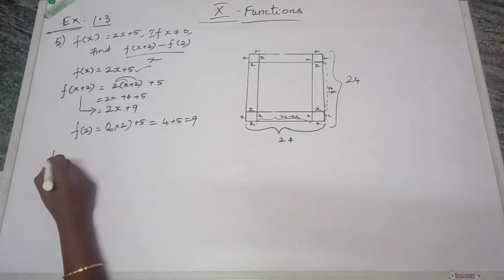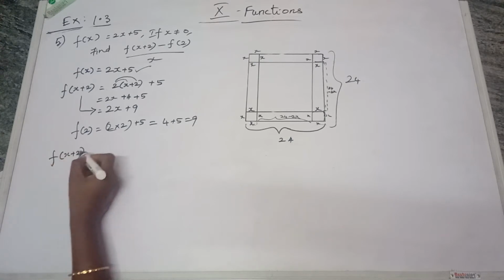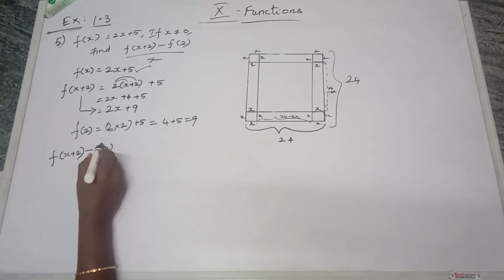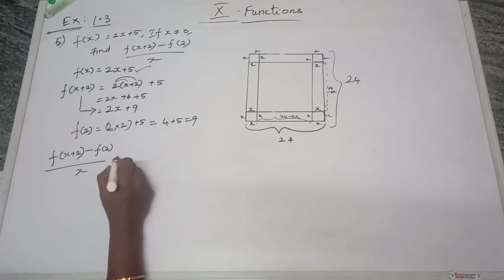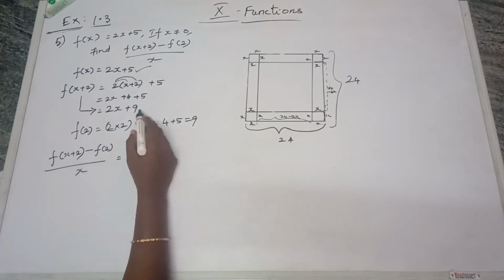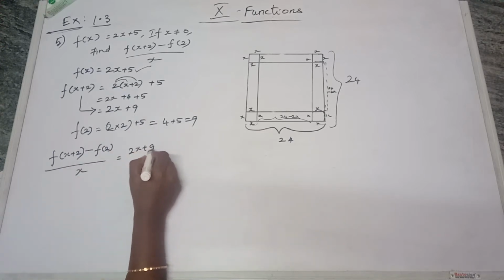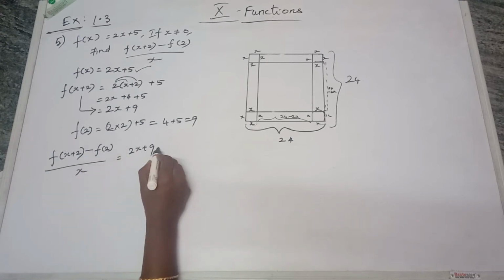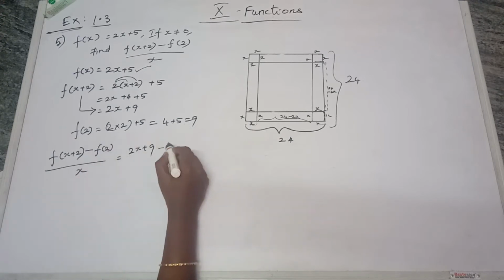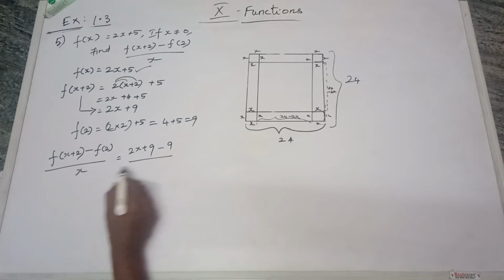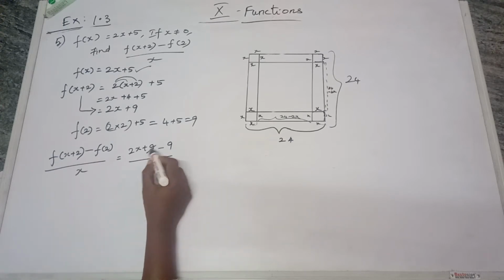So now what is the question they asked? f(x + 2) minus f(2) divided by x. Okay, what's the value? f(x + 2) we have found as 2x + 9, and this minus, you have to put here f(2) value, 9, and then by this denominator x. Then plus 9 minus 9 will be cancelled, which becomes 0.